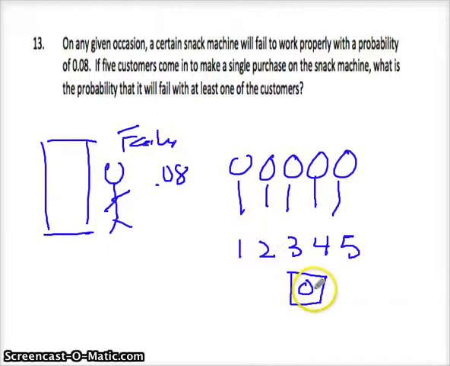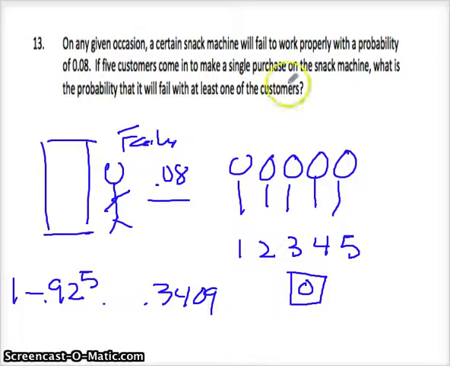And if we could just figure that out, then we could do the complement. Well, for it not to fail, if failure is 0.08, then that would be 0.92. And so 0.92 to the 5th would be it not failing with all of them. So just do 1 minus that, and you should get 0.3409. Okay, see how that works out.